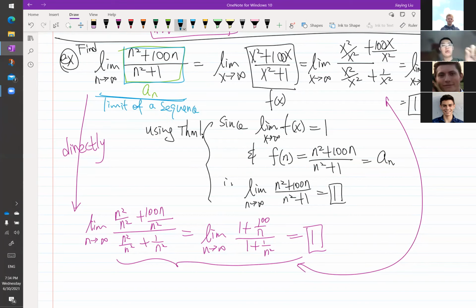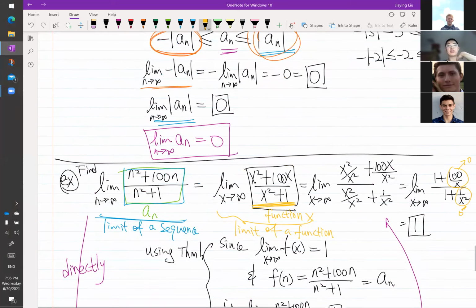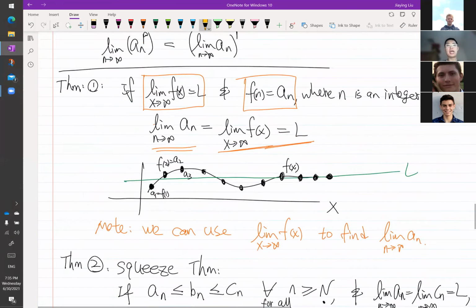Right? So what I did by turning it into, in terms of x, x squared plus 100x over x squared plus 1. So what I end up with, this is not a sequence. This is a continuous function that depends on x. And I am taking the limit of a function. So that's the difference. So this is sort of going back to this diagram I drew.